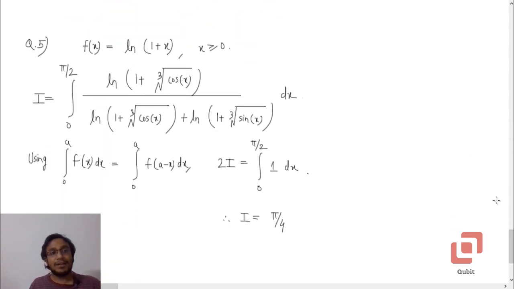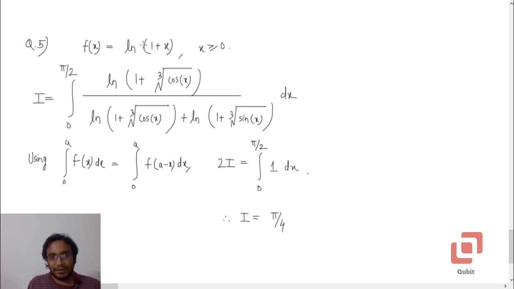Question 5 was again, I would say, confusing, because you would not have expected such a simple question in the paper. So you would have thought, okay, how can it be so simple? Is there anything that needs to be considered separately? Okay, but you could have directly solved it by the simple property.